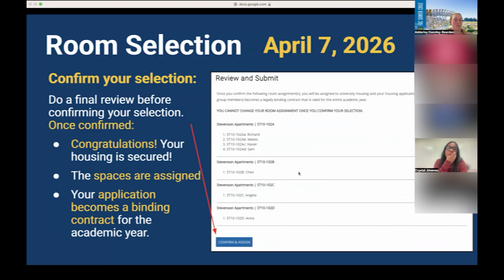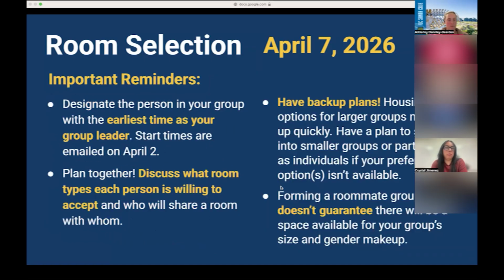And then you're going to be able to review your selections and confirm and assign yourself and your group to all those spaces. And this is going to be final. This is confirmation that you've reserved a space and you are now under housing contract for that space for you and your group as well.